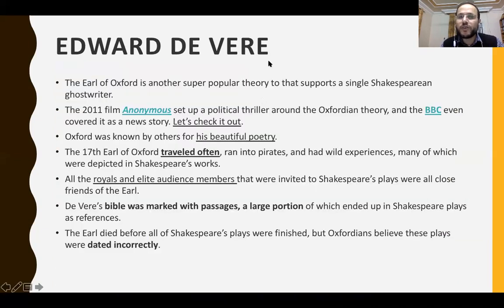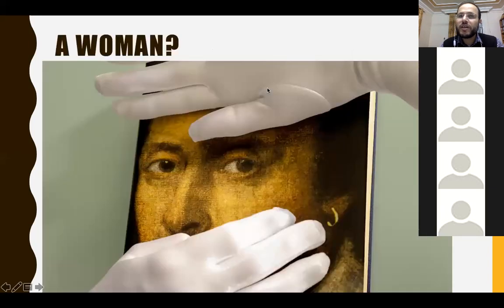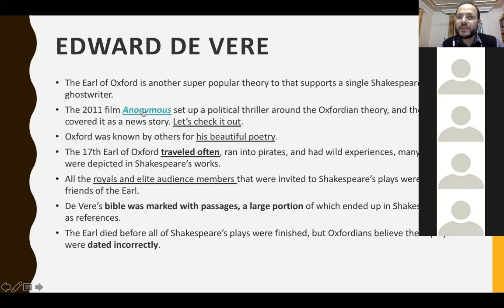So the Earl of Oxford is another super popular theory that says Shakespeare was a man, a single Shakespearean ghostwriter. There was a man behind him. The picture here is taken from the movie called Anonymous. If you like movies, try to watch it. If you don't like movies, don't watch it. Beautiful. I hate the movie because it depicts Shakespeare as a dumb person, not smart, who takes money just to use somebody else's works. If you hate Shakespeare, you will like the movie.